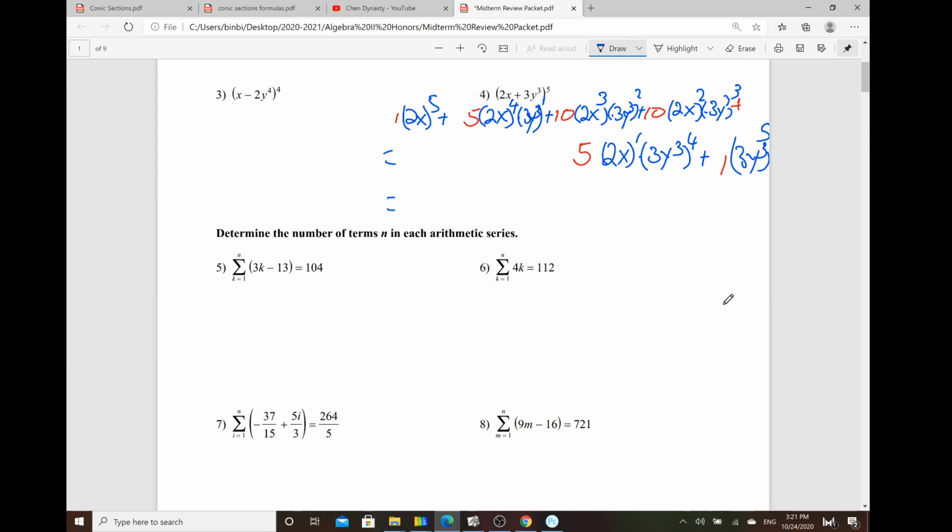And then determine the number of terms n in each arithmetic series. So for the value of n, this one is arithmetic, so we're using the properties of sigma. Coefficient, we can always pull the coefficient out, so 4 times sigma, k equals 1. So for the sum equal to 112, we can certainly divide it by 4 first. So that means sigma, starting with k equals 1, is 112 divided by 4. Then we'll get 28.